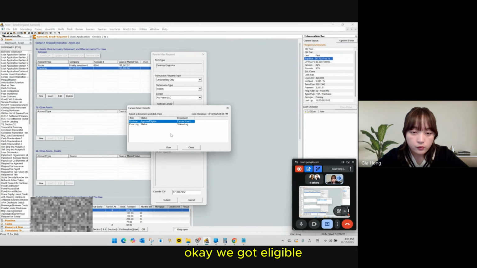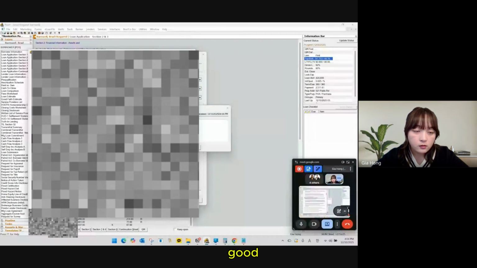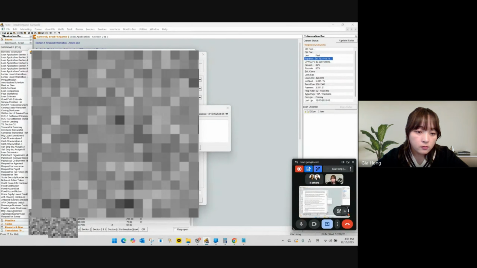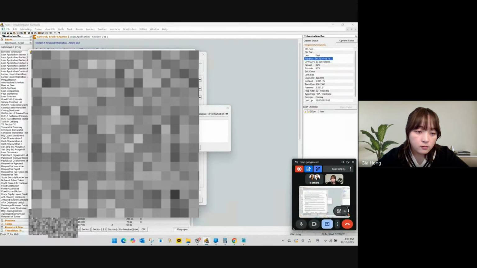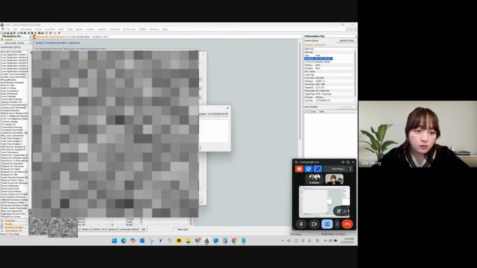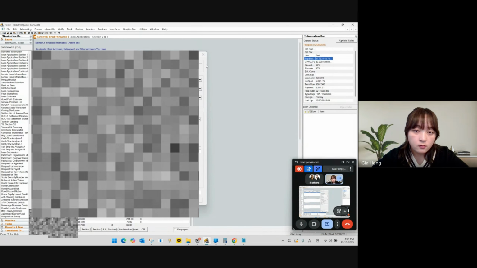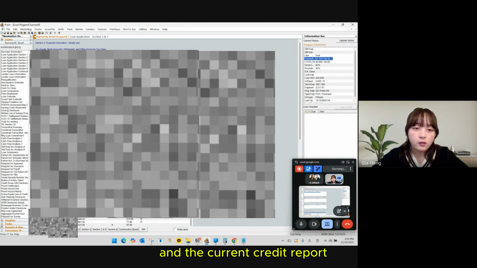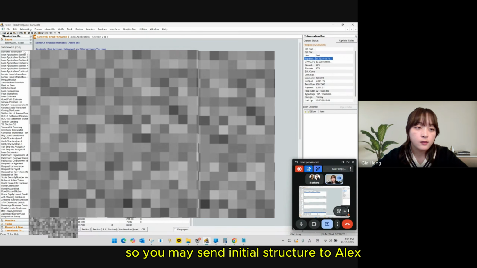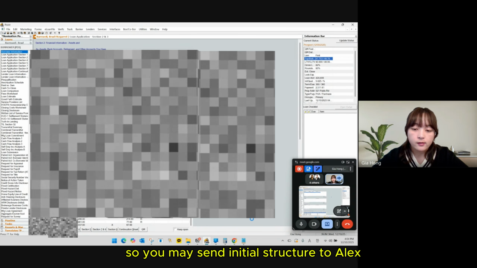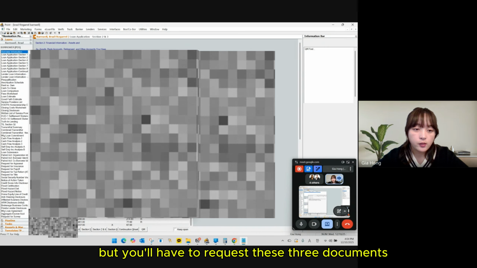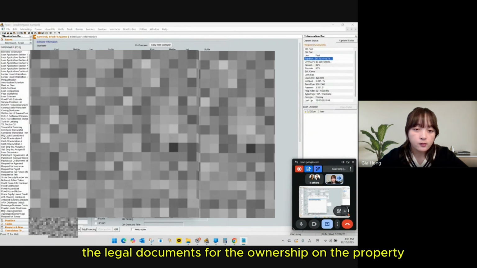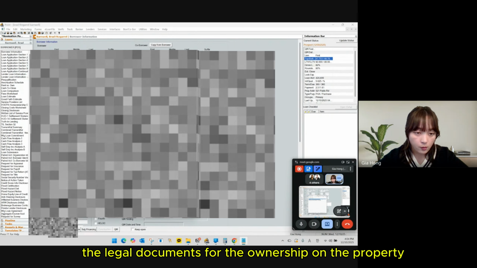Okay, we got eligible. Good. Okay. So we should be good with the current FICO and the current credit report. So you may send the initial structure to Alex, but you'll have to request these documents. Actually, one document, right? The legal documents for the ownership on the property.